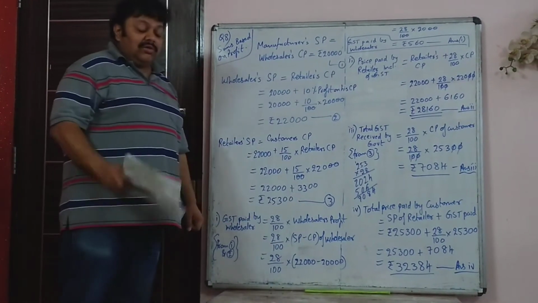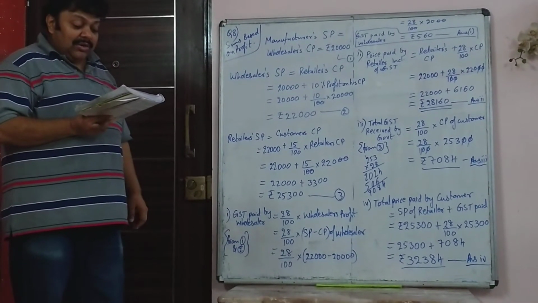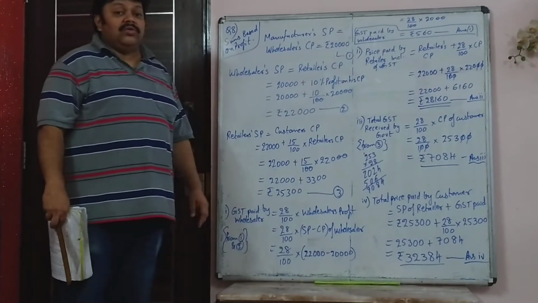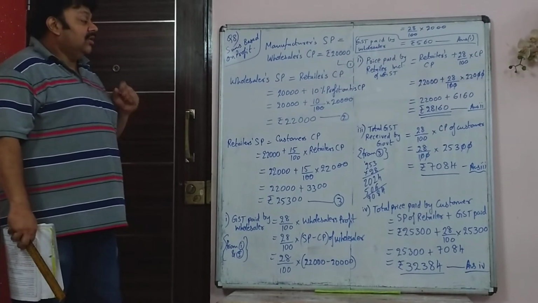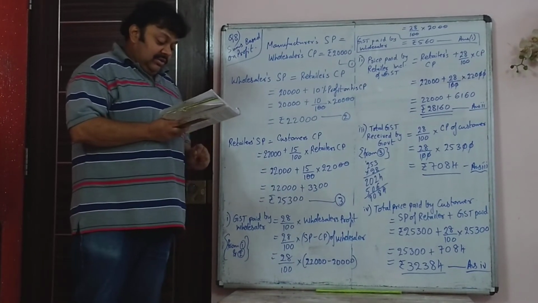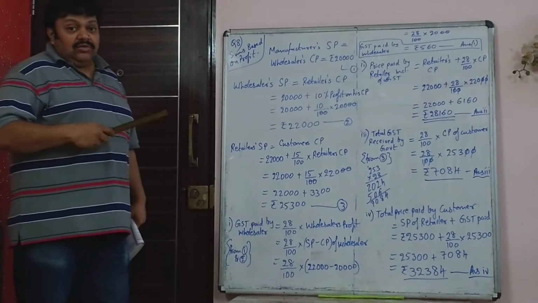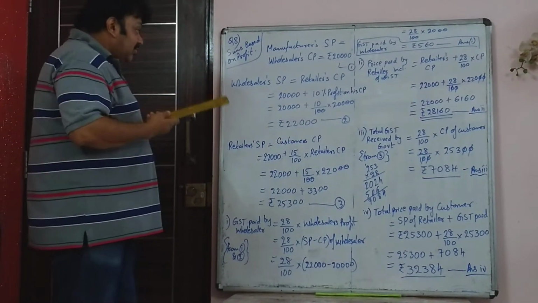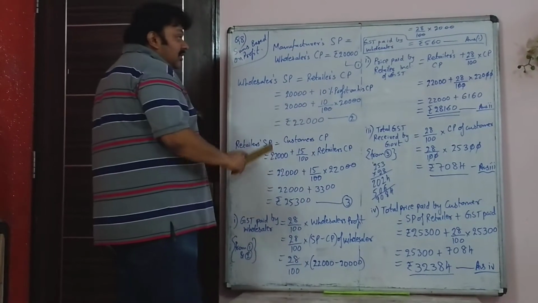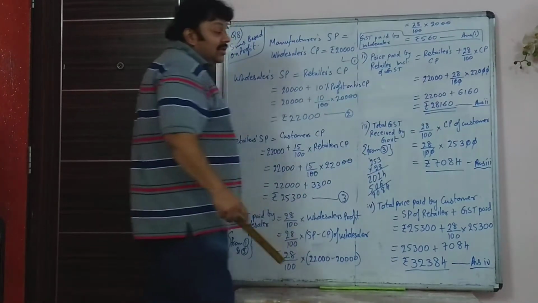That is answer 1. First question was what is GST paid by wholesaler to government. So on this profit of 2,000 he is paying 28%. So 560 rupees. Next question asked is price paid by retailer inclusive of tax. So retailer's cost price 22,000, plus on that 22,000 full 28% tax.